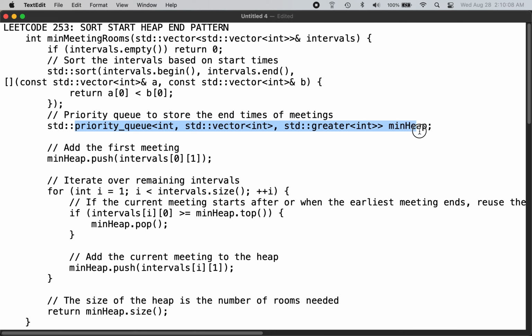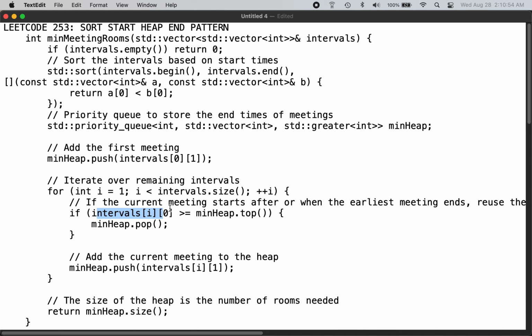Then you define a min-heap and you push the first meeting. Just like priority queues are used for resources, that's a resource allocation. Here you always see the meeting which is ending earliest at the top of the heap. So you go through the intervals, and if the start of this meeting is greater than or equal to the min-heap top, basically it means this meeting is starting after that one ends.